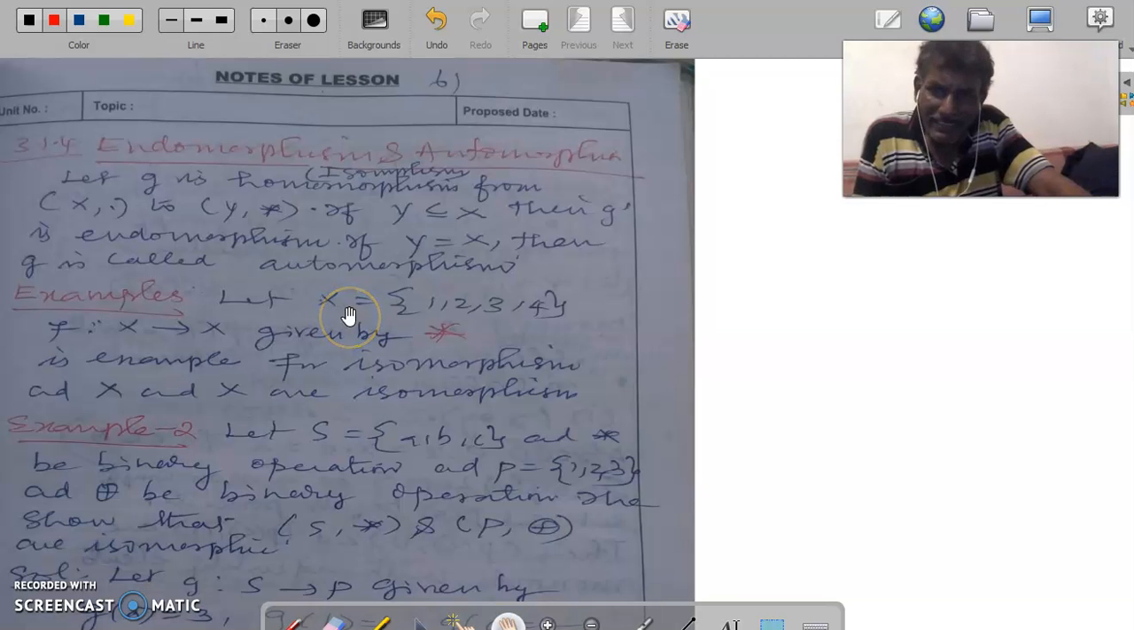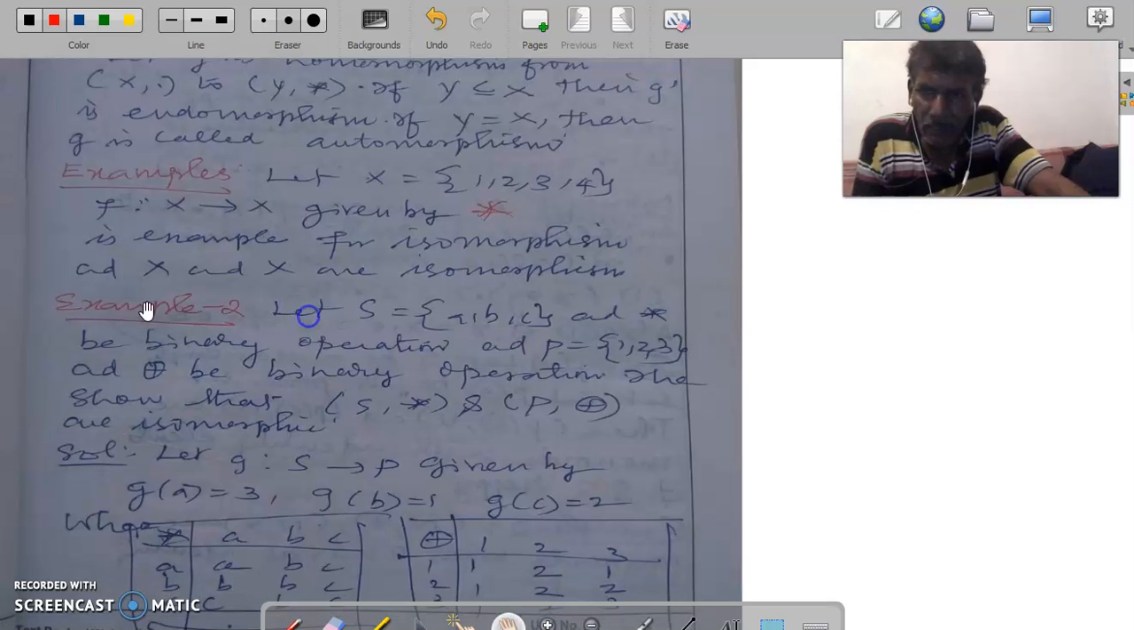If x is a set given to us as 1, 2, 3, 4, and if f is a function from x to x given by star, it is an example for isomorphic, and the structures are isomorphic to one another. Similarly, we can take this example.